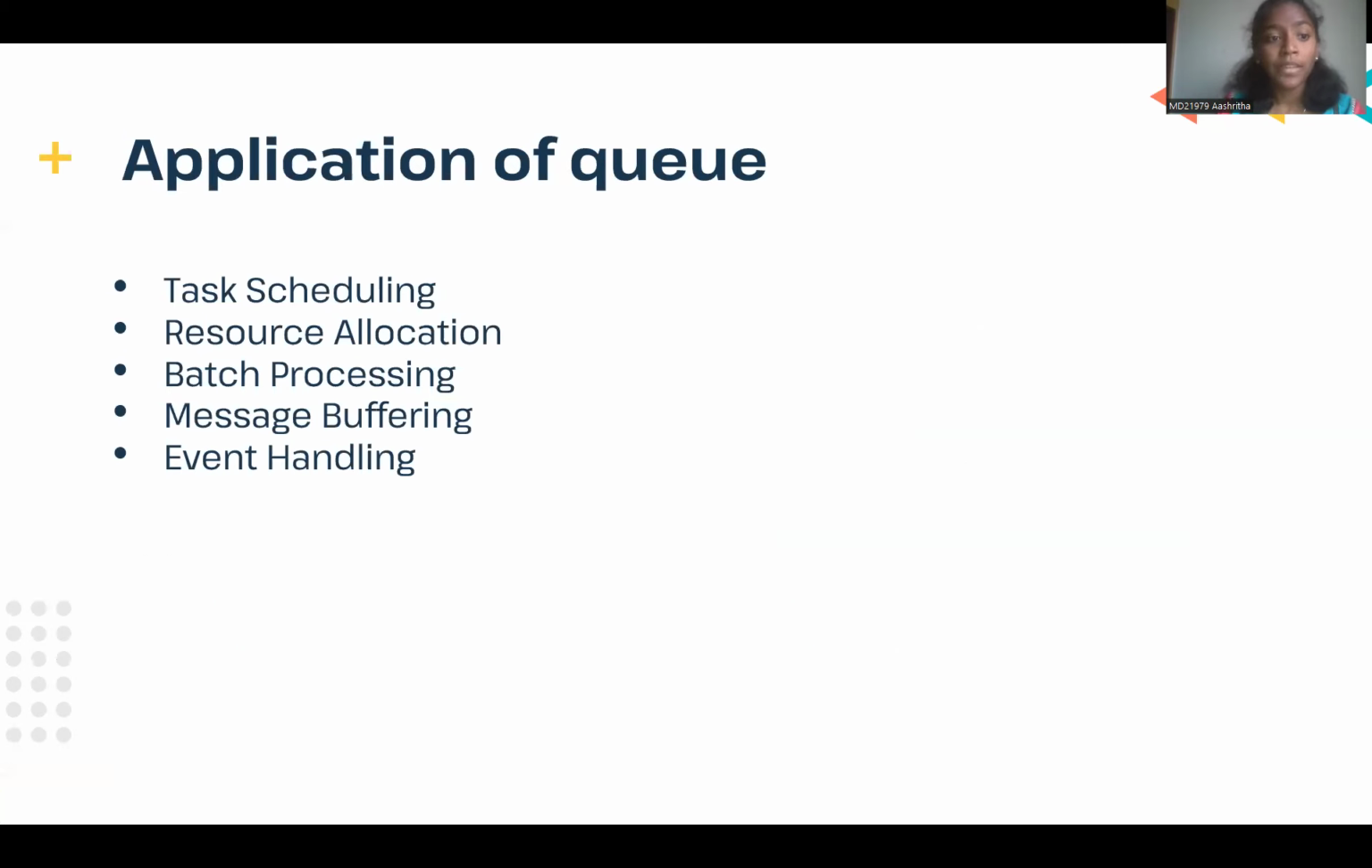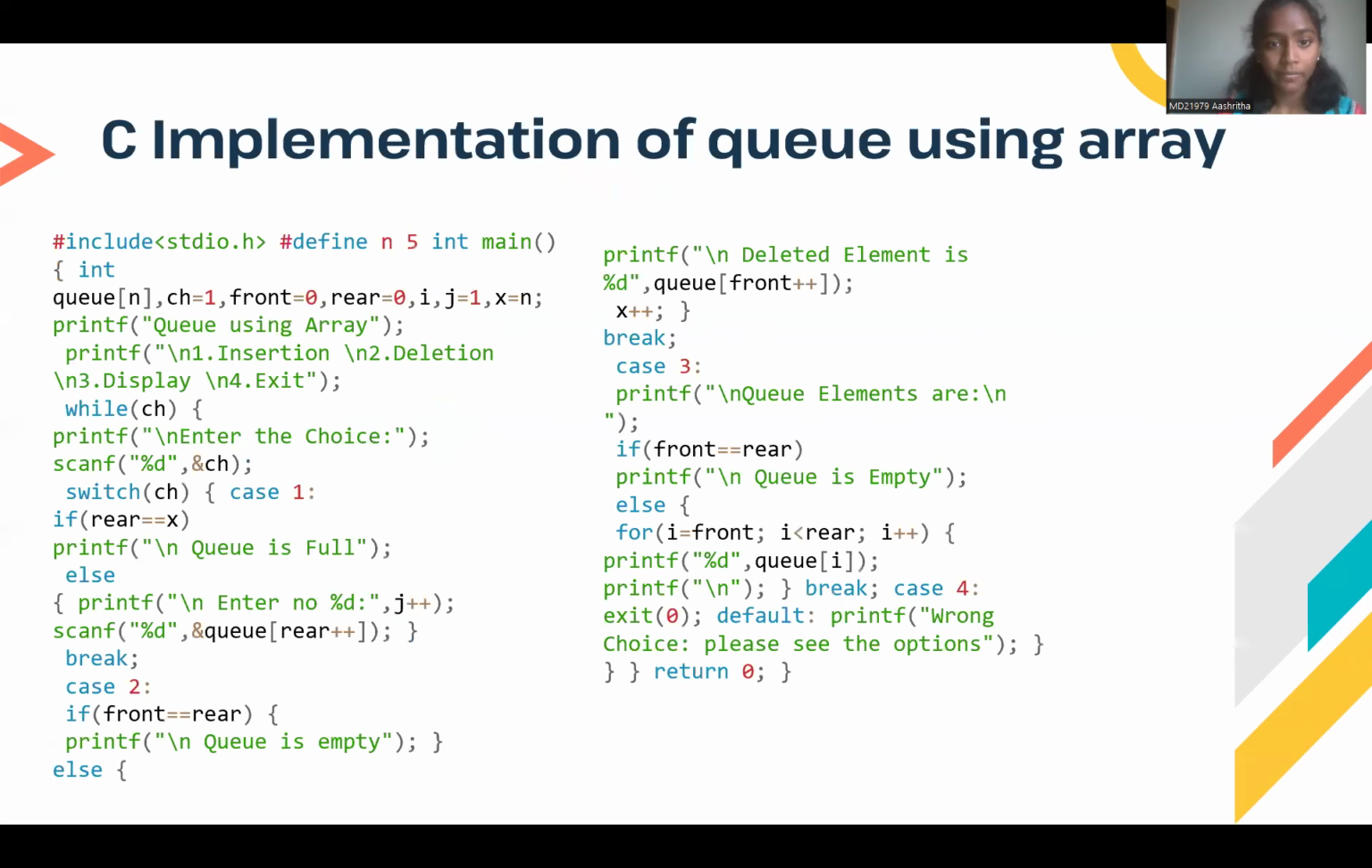Applications of queue: task scheduling, resource allocation, batch processing, message buffering, and event handling. C implementation using array. This is the code for that, where we use switch case. In the first case, we used DQ. Next, we used NQ. Next, we used front, and 4 is exit.